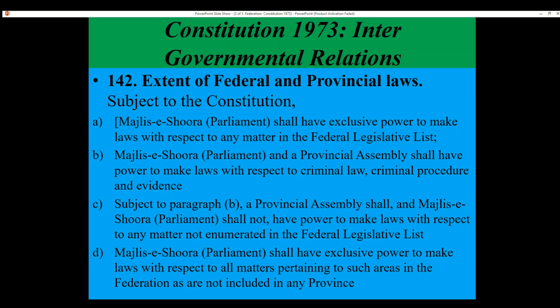So Article 142, extent of federal and provincial laws subject to the Constitution. Subclause A: Majlis-e-Shura (Parliament) shall have exclusive power to make laws with respect to any matter in the federal legislative list.